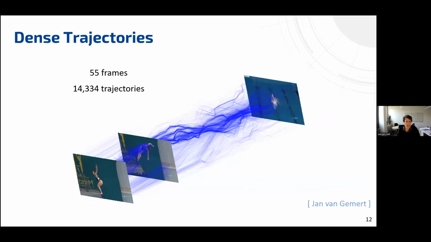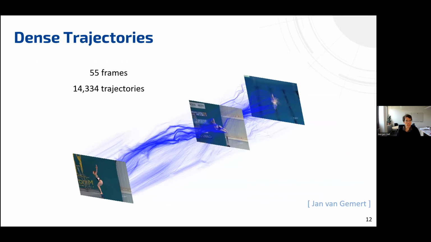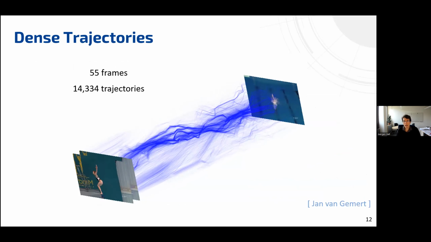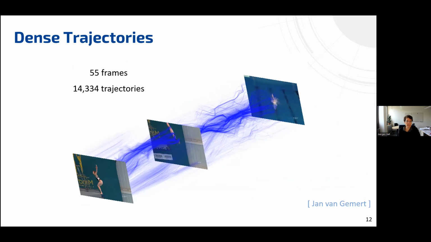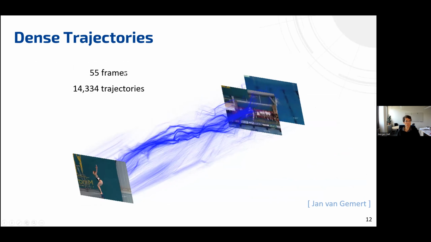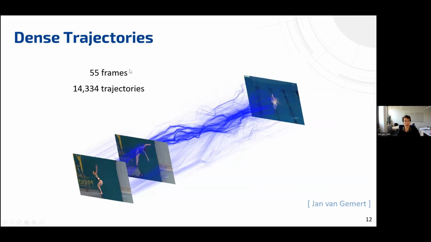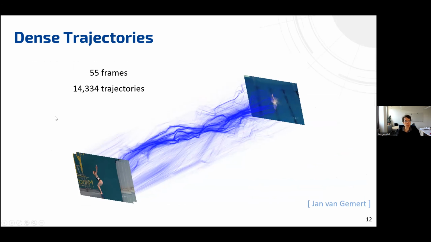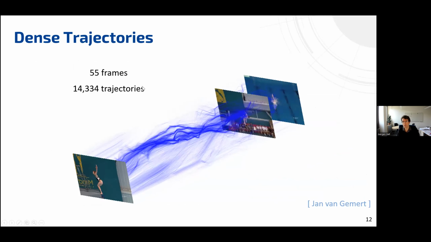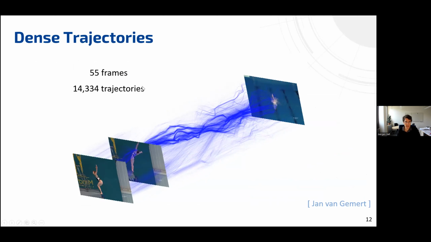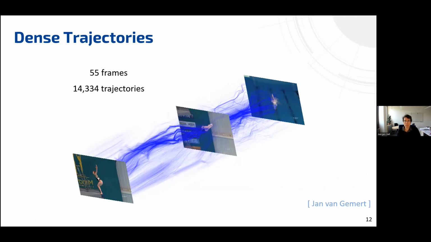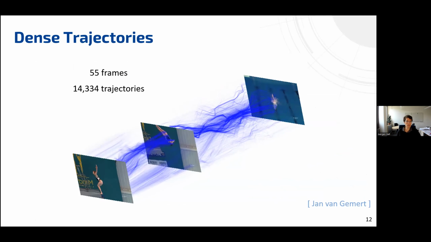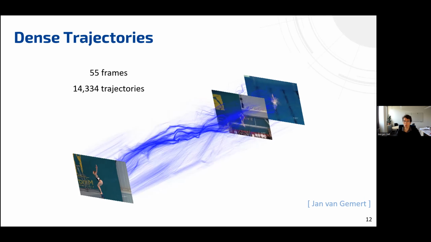Here is a nice illustration, just to give a little idea of how many trajectories you easily get. This is a very short clip, only 55 frames over time, and the resolution here is also quite low. I think it's just VGA or even lower. And already here you get around 15,000 trajectories. The trajectories, indicated here in blue, are not really a descriptor yet. They just give you information about how an object moves over time.